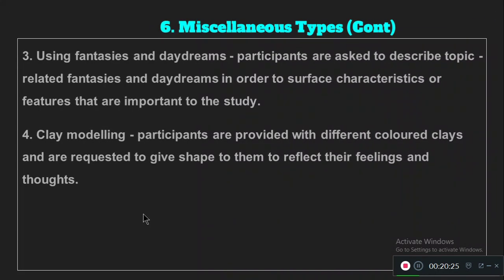So the next method is using fantasies and daydreams. Here participants are asked to describe a topic related to fantasies and daydreams. By this we are able to understand the characteristic future which is important in their day-to-day life. For example, we ask them to explain what kind of things they like very much. When they tell us I like to do this activity very much, we can understand that. Most of the time their feelings are towards that particular activity or incident.